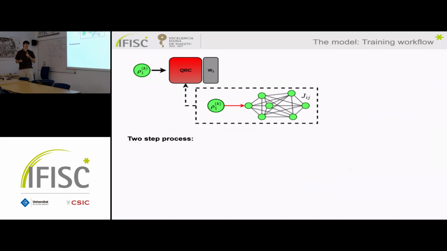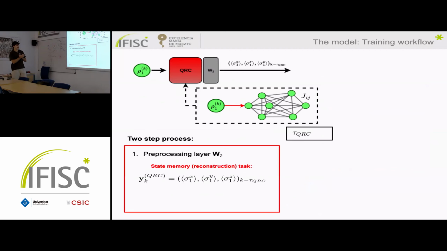So now we have explained the components of our hybrid setup, and it's important to clarify how this hybrid setup works. Its training is a two-step process. First, in the quantum part, when the input is injected in the quantum reservoir computing, this preprocessing layer, which is the output layer of the quantum reservoir computing, is trained to reproduce the state memory task, which means that it's trained to reproduce each Bloch vector component of the input at a delay tau QRC. This delay will be referred to as the preprocessing delay.